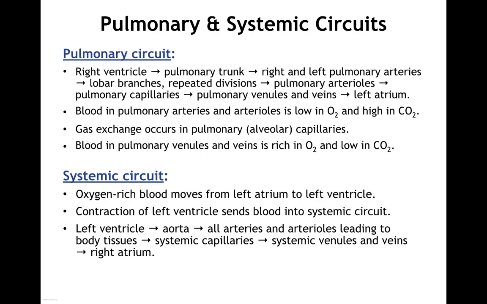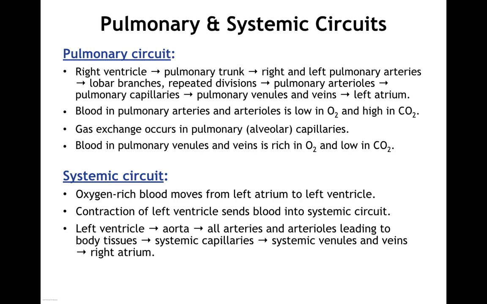Blood in the pulmonary arteries and arterioles is low in oxygen, high in carbon dioxide. Gas exchange occurs within the alveolar capillaries, and blood in the pulmonary venules and veins is rich in oxygen and low in carbon dioxide. Arteries go away from the heart, veins towards the heart.